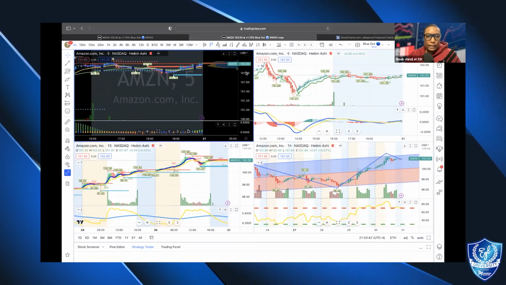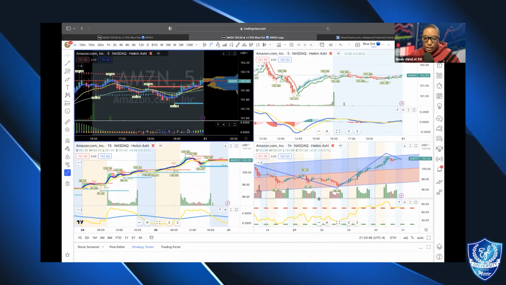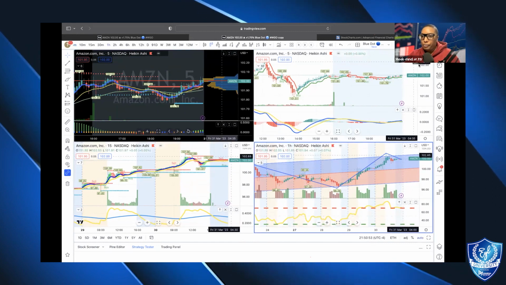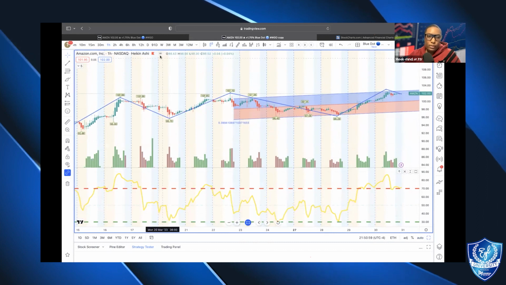Everything that they need is already programmed, already on the chart for them. This is the RSI. This is what he's talking about here. I just went to that chart just for him. So here's your RSI. That's what he went over.